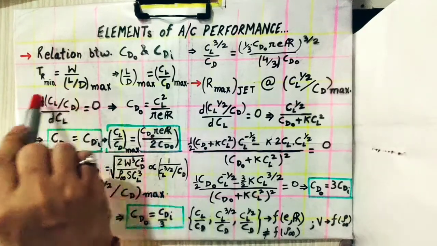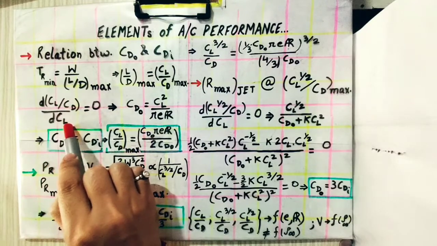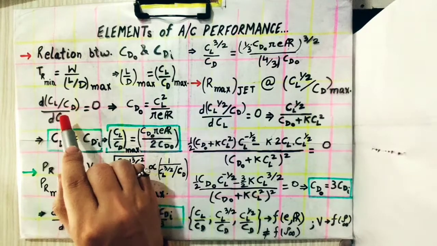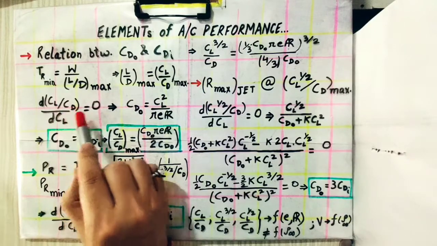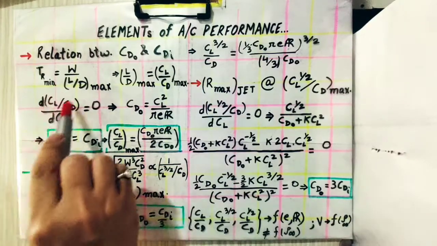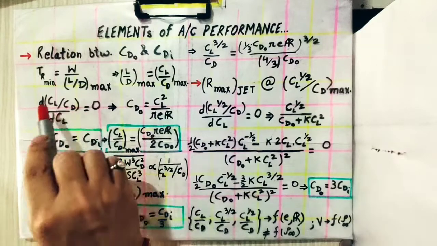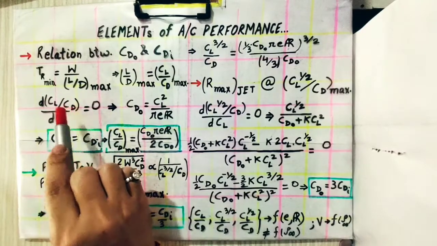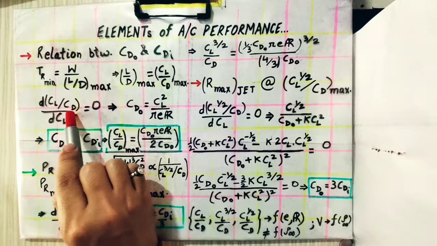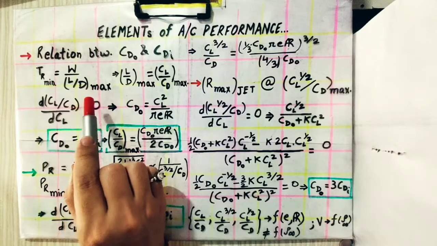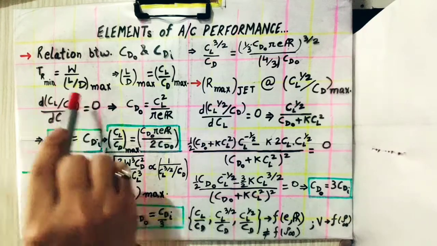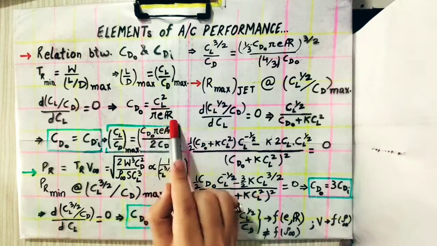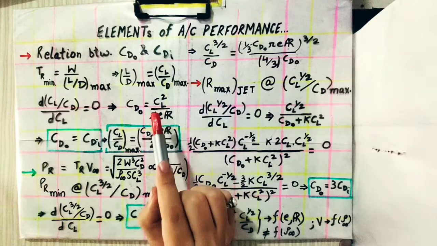For a quantity y to be maximum with respect to another variable x, its derivative dy by dx should be equal to 0. Even if we want to find the minimum, dy by dx of the given parameter should be 0. Here y is always the dependent variable and x is the independent variable. So dy by dx is equal to 0, and upon solving this by substituting CD is equal to CD0 plus K CL square, we get CD0 is equal to K CL square, where K is 1 by pi e aspect ratio, which I talked about here.